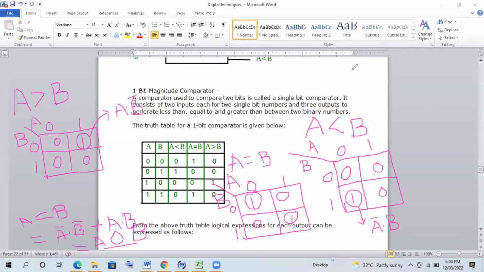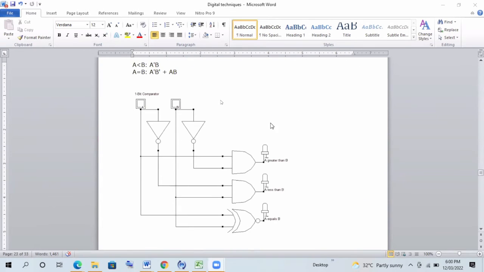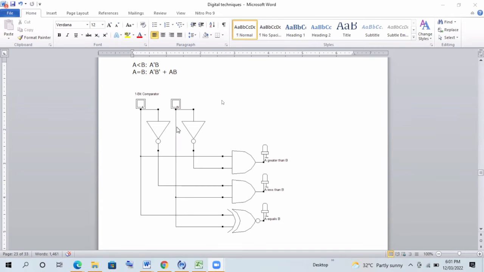This was for the 1-bit comparator. Okay. Here we are in circuit diagram. Two inputs A and B. And for A greater than B, the output is what? A dot B bar. For A less than B, it is A bar dot B. And for A equal to B, it is A XNOR B. Okay. You can see here the circuit diagram for the 1-bit comparator.